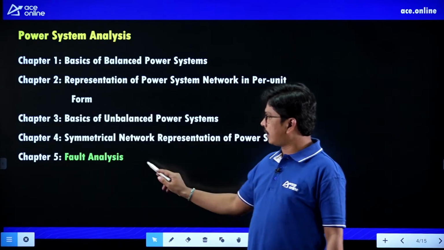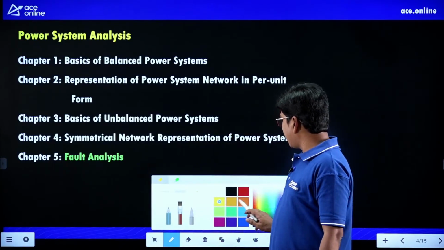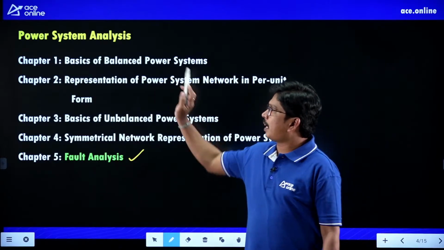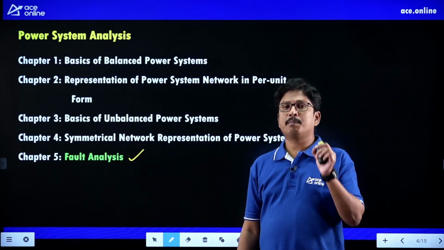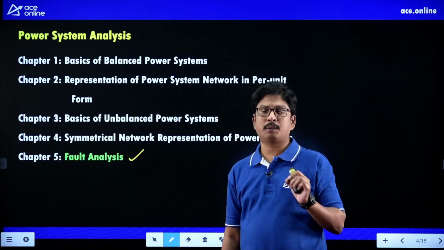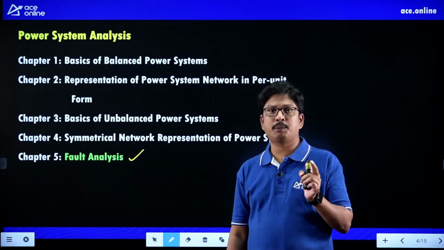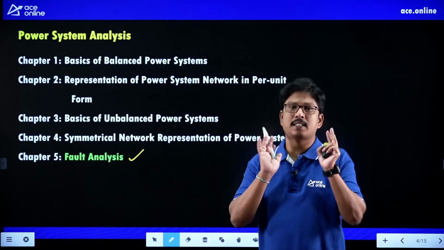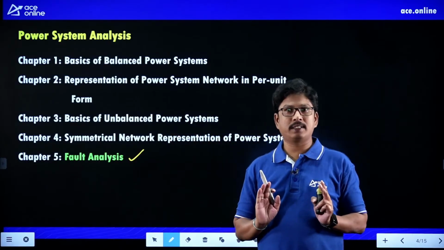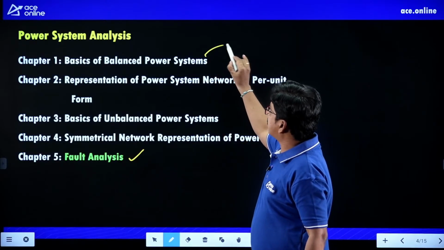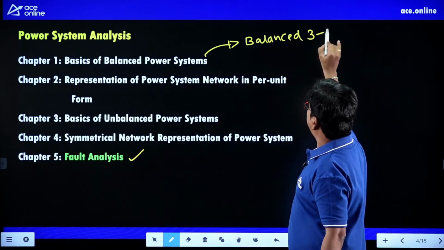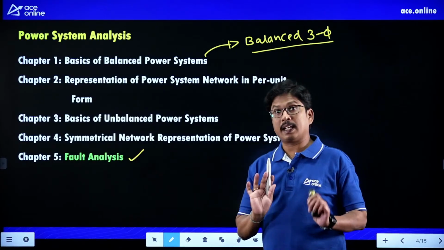So if you want to enter into the fault analysis portion, students, right? We have to learn the basics. What are the basics? First of all, understand the basics of the power system network: the basics of the single phase power transmission system as well as the basics of the balanced three phase power transmission system. Try to understand that. Whenever you understand the balanced three phase power system, then only you can understand the unbalanced three phase system. So in chapter 1, we can understand balanced three phase power system network analysis, right?